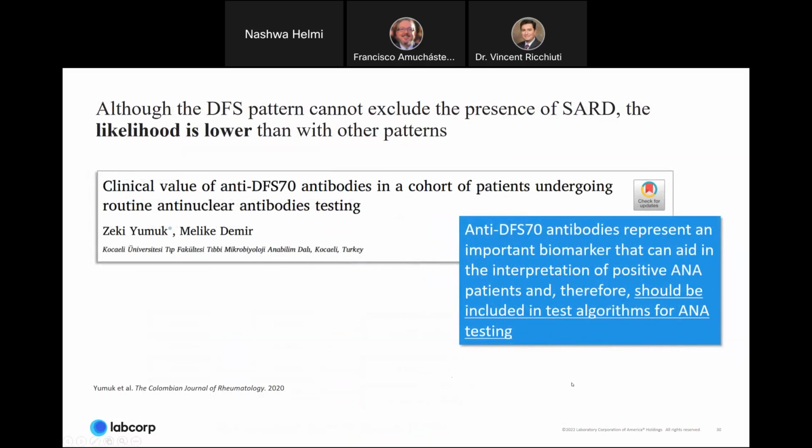We just mentioned likelihood earlier, and this paper from a big study in Turkey showed that although the found speckled pattern cannot exclude the presence of systemic autoimmune rheumatoid disease, the likelihood is lower than with other patterns. And they concluded that anti-DFS antibody represents an important biomarker that can aid in the interpretation of positive ANA patients and therefore should be included in the test algorithm for ANA testing.